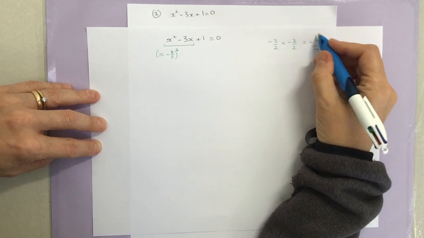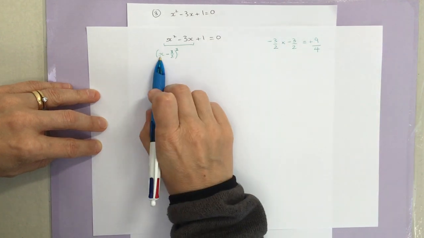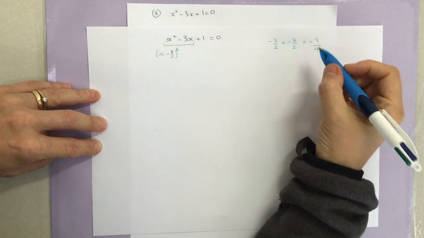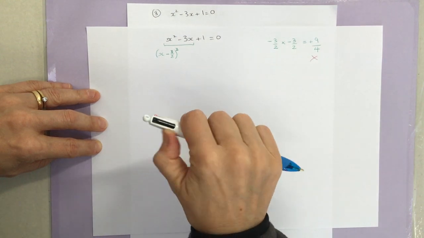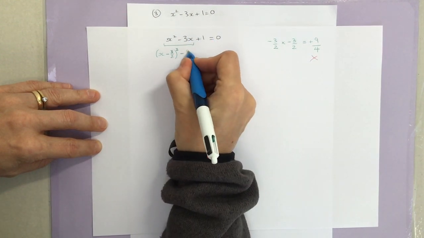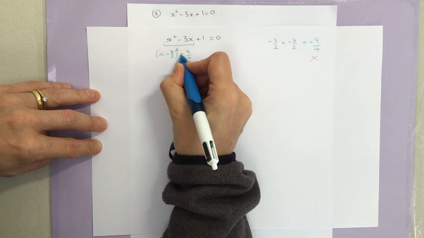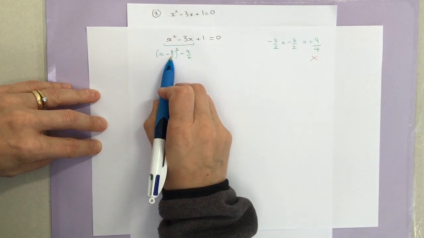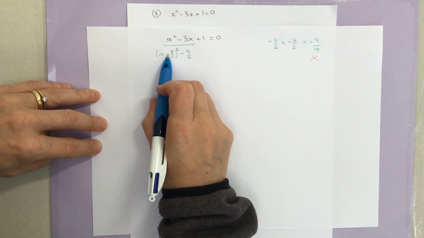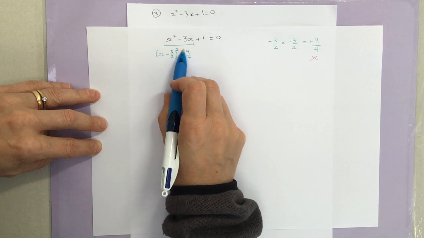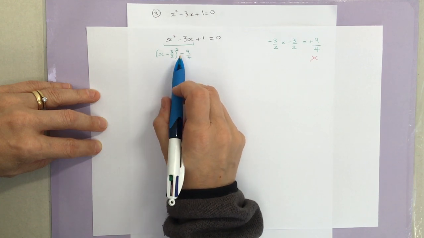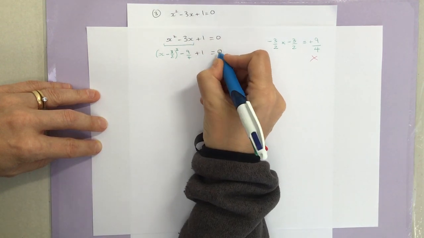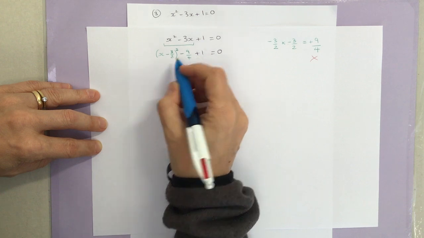So I've got 9 over 4 too much that I need to get rid of, because when I square this out, I'm going to end up with this. I want to get rid of that. So I'm going to subtract that from here. So we always do that. It's always subtract, because this number will always be positive. So x minus 3 over 2 squared, minus 3 over 2 squared is plus 9 over 4. So take that away. And then don't forget our plus 1 here. That equals 0. Let's tidy these numbers up.